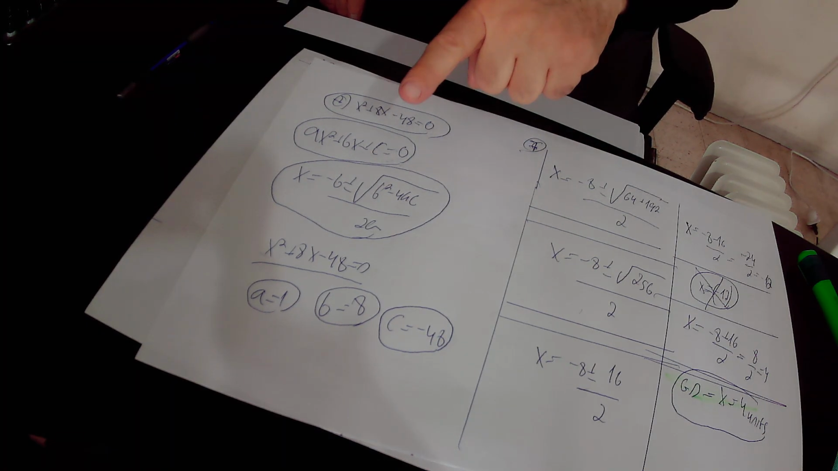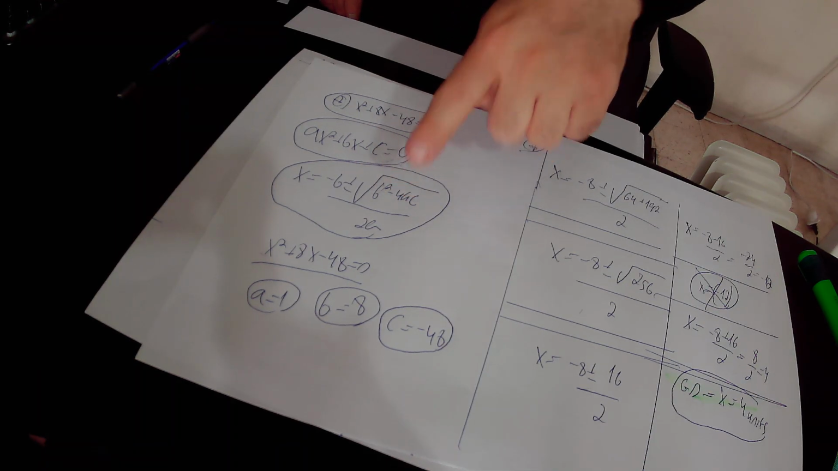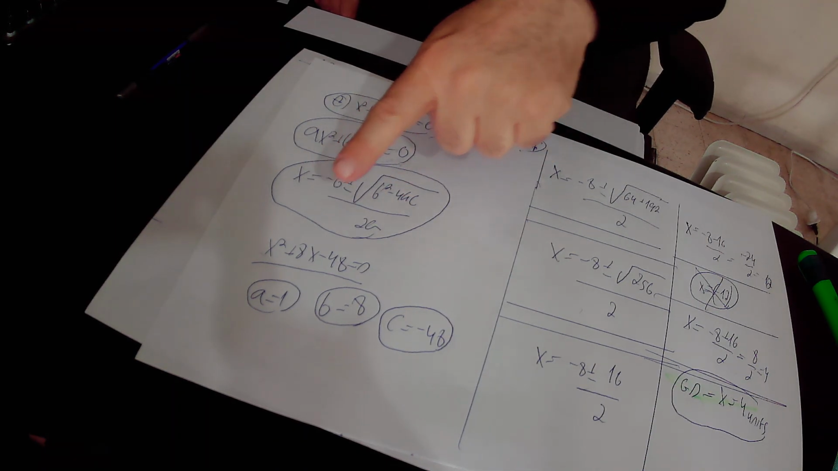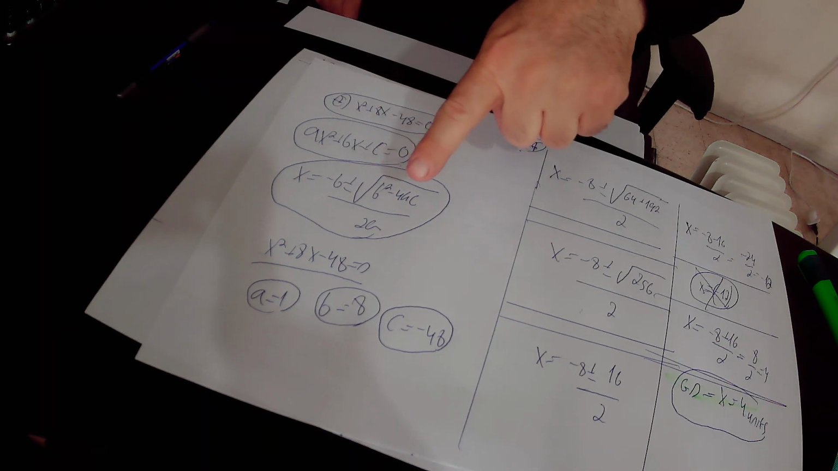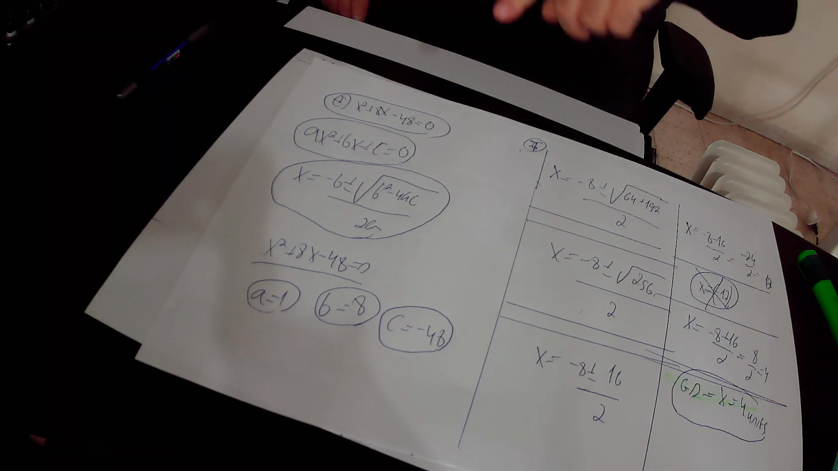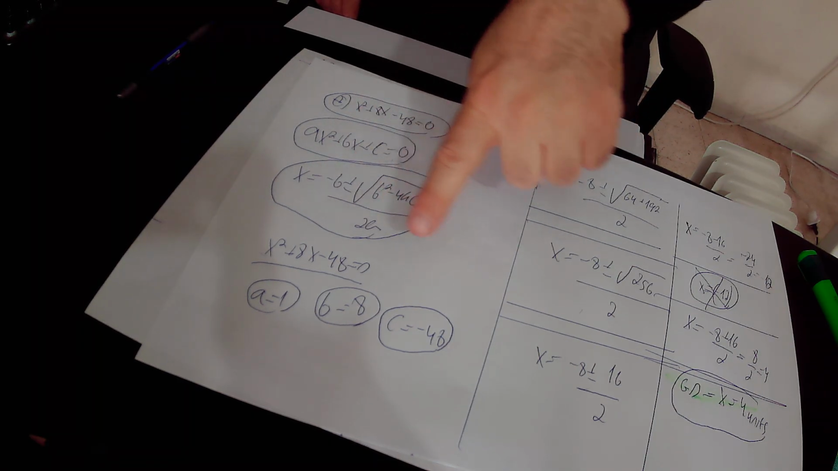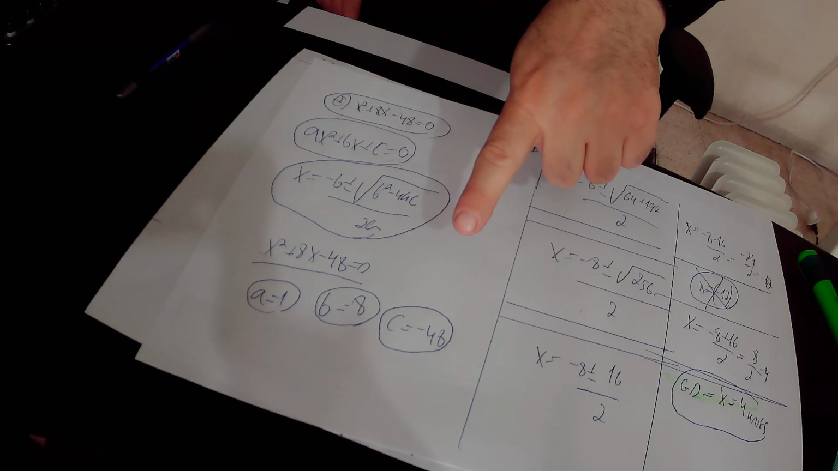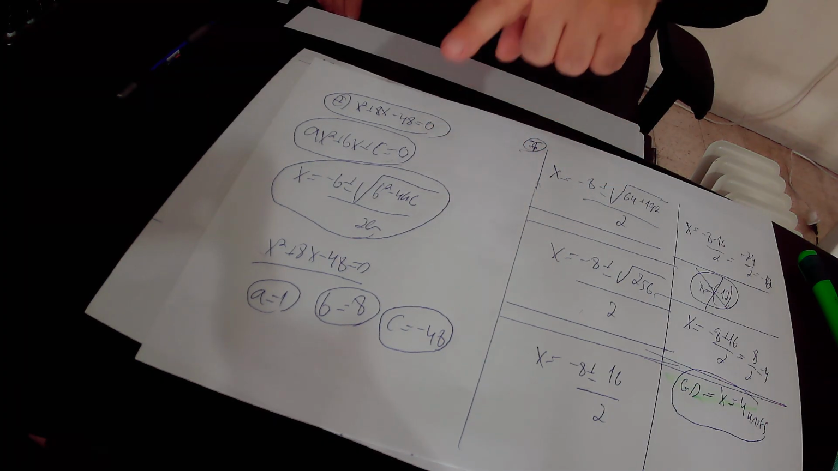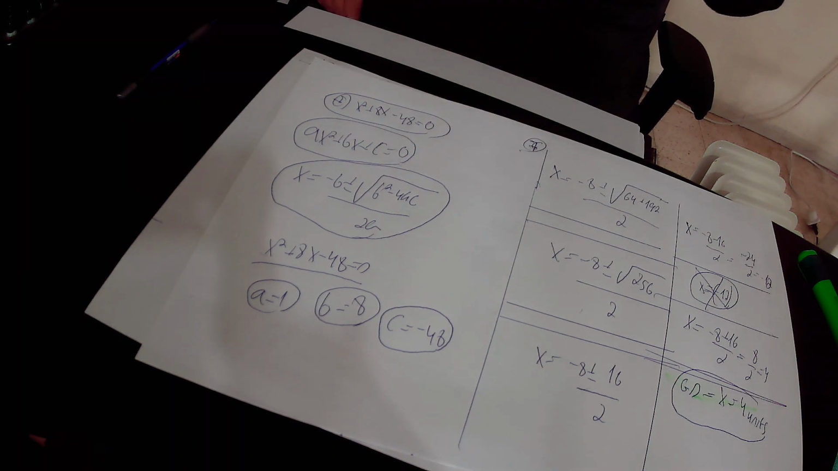In our specific quadratic equation, that is to say x squared plus 8x minus 48 equals 0, the coefficient a equals 1, the coefficient b equals 8, and the coefficient c equals minus 48. So now we took the values of a, b, and c for our specific quadratic equation. We will put them in the general formula for x in order to find out the values of x for our specific quadratic equation.